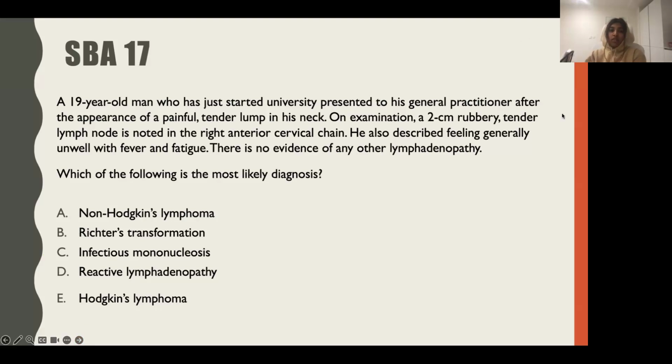Okay, a 19-year-old man who has just started university presents to his GP after the appearance of a painful tender lump in his neck. On examination, a 2 centimeter rubbery tender lymph node is noted in the right anterior cervical chain. He also described feeling generally unwell with fever and fatigue. There is no evidence of any other lymphadenopathy. Which of the following is the most likely diagnosis?